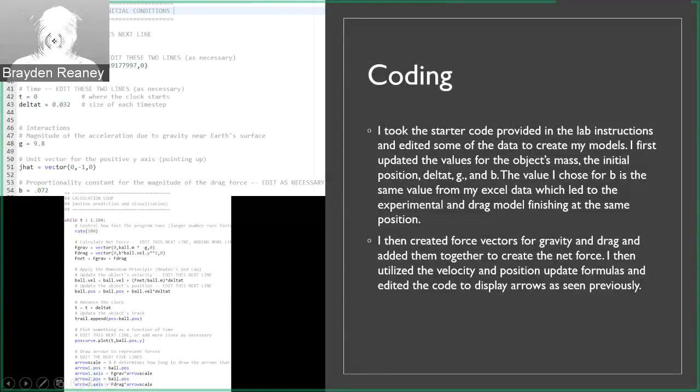I changed the initial conditions, including the mass, the initial position, the delta t, the g, and the b constant, which I showed earlier in my Excel spreadsheet. And then I used all these constants to create a gravity force and a drag force, as seen here, both in the y components. And then I add them together and plug that into the velocity update formula as shown at the very beginning of the presentation. And I use that velocity in the position update formula. And I also change these so you can see those arrows.